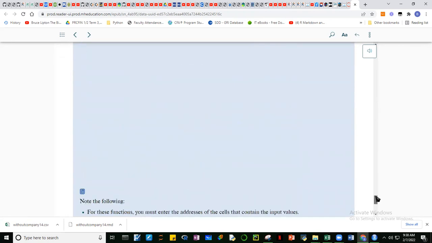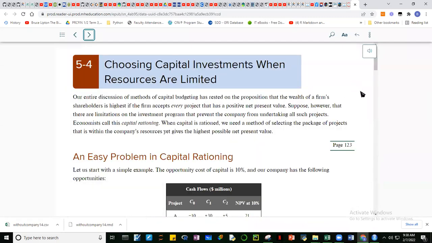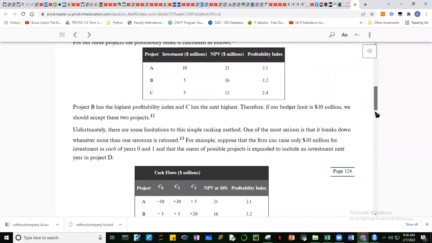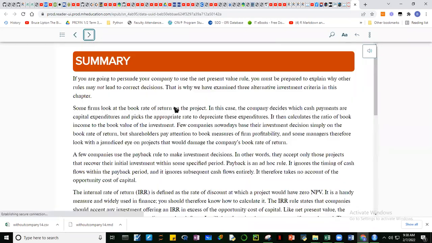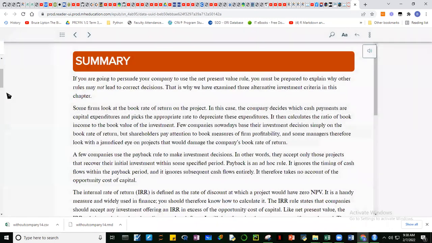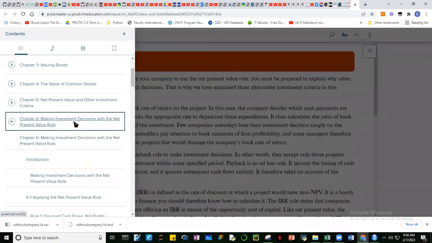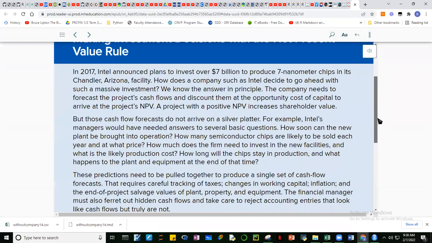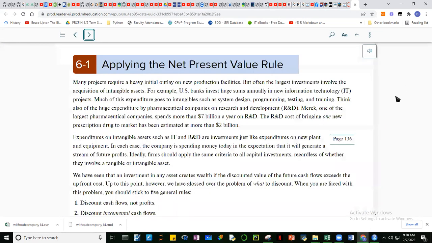So kindly read through this, guys. Capital rationing. That ends chapter 5. That's a summary of chapter 5. And then for chapter 6, chapters 5 and 6 are the chapters on capital budgeting. Chapter 6 is just all about reinforcing the concept of net present values. So I will leave that to you guys to read.